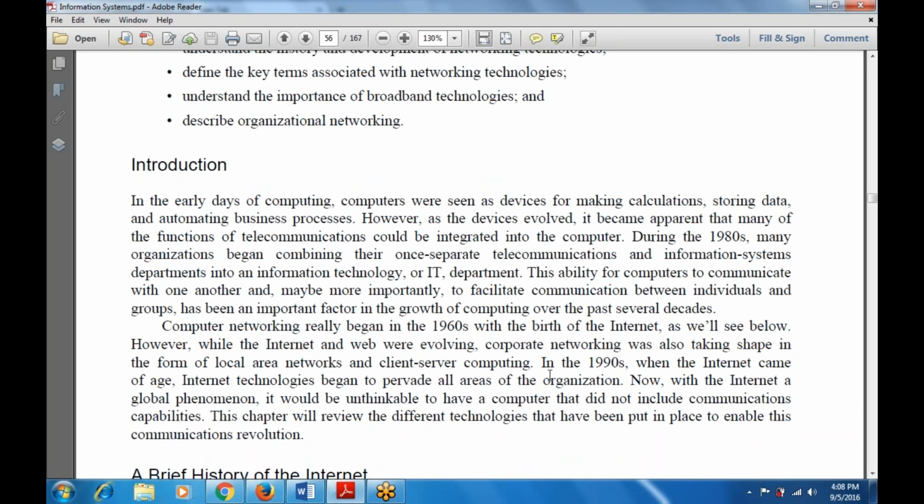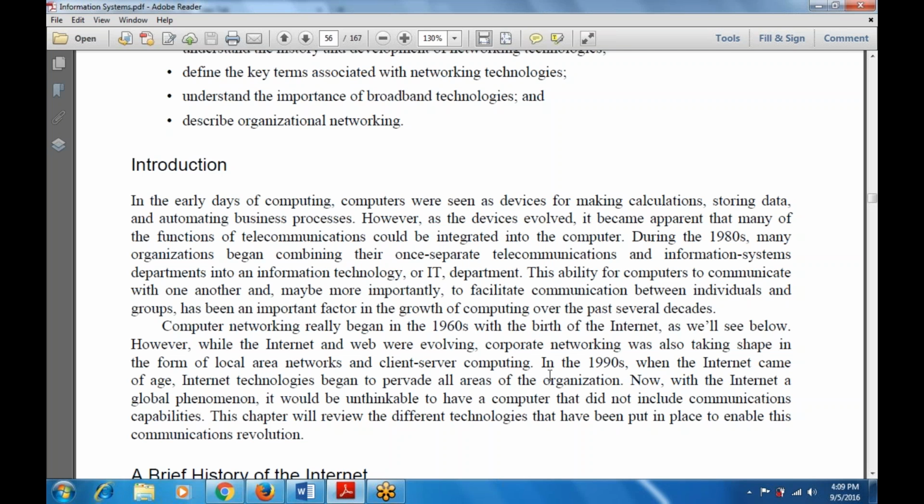However, computer networking really began in the 1960s with the birth of the internet, as we see below. While the internet and the web were evolving, corporate networking was also taking shape in the form of the LAN, the local area network, and client-server computing.